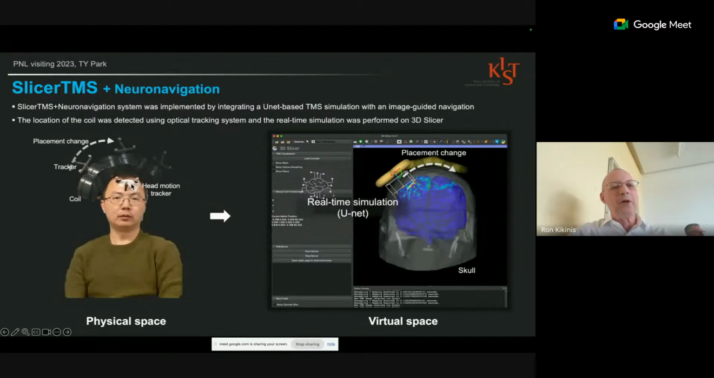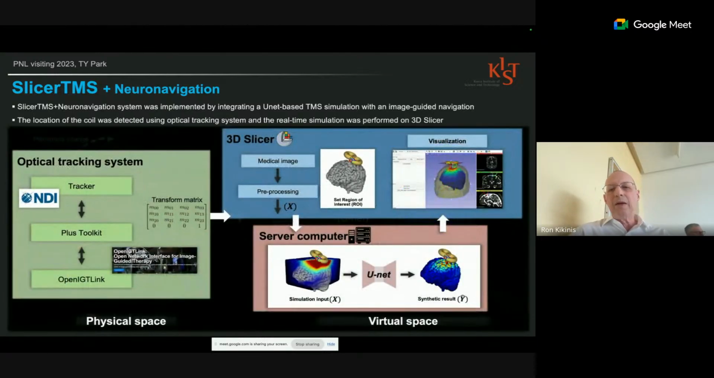This is Lipong's head being tracked. This is the TMS coil being tracked. And then you can basically run the simulation with the information on the data. And you can interactively move the coil in the simulation, as you see up here, and everything gets updated very quickly.